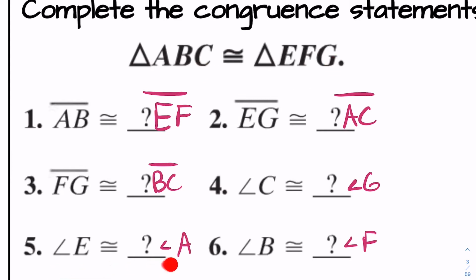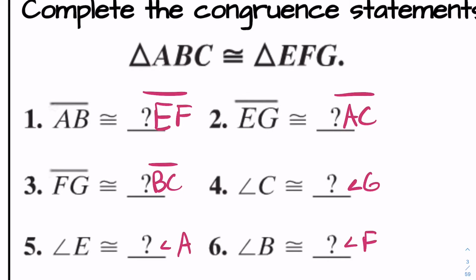So for E, I put angle A, for C, I put angle G, and for angle B, I put angle F. For instance, angle B is right here, you pull it right from the middle there. If I said angle CAB, you would then say that's congruent to angle GEF. So even with three letters, you go in the same order.